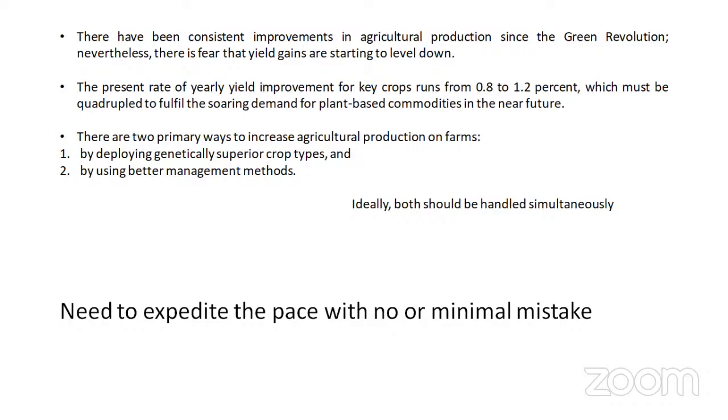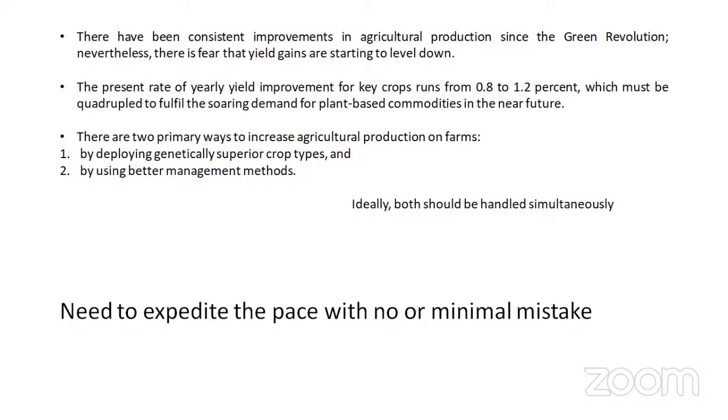So that's why scientists are scared whether all these techniques will be able to generate such a crop variety, or make such changes in crop varieties, that will be able to feed the whole world. Okay, so there are only two primary ways to increase agricultural production on farms.